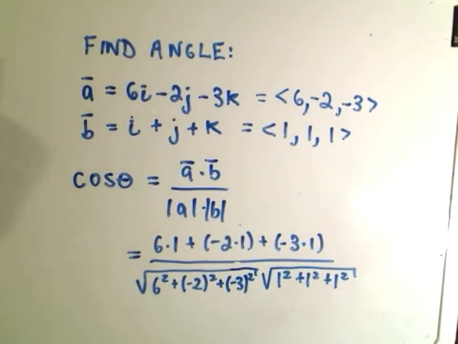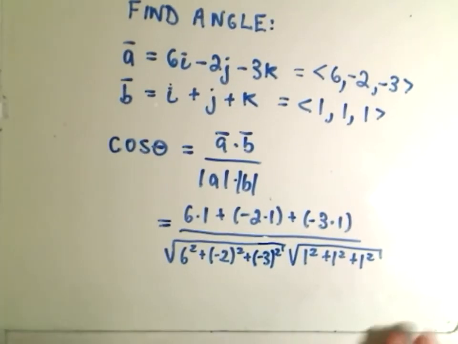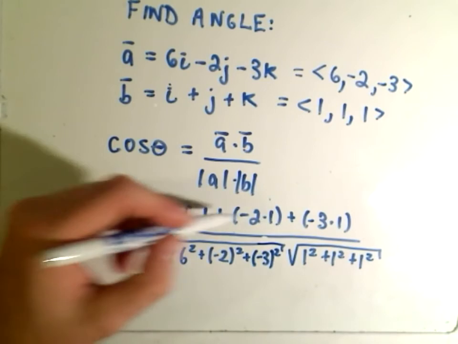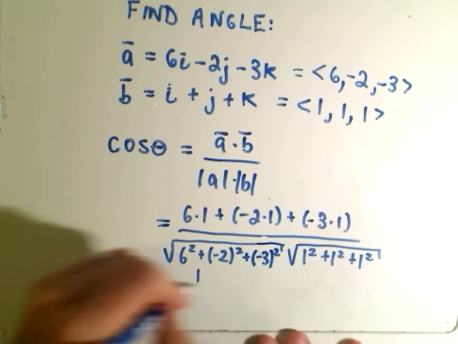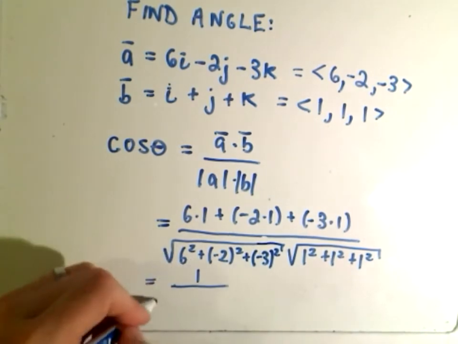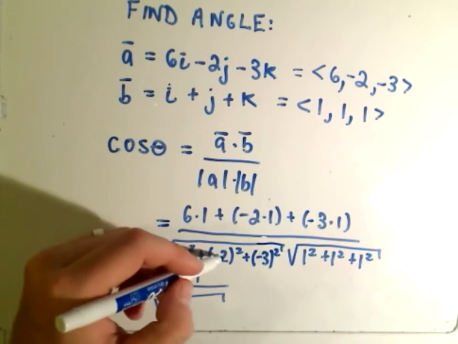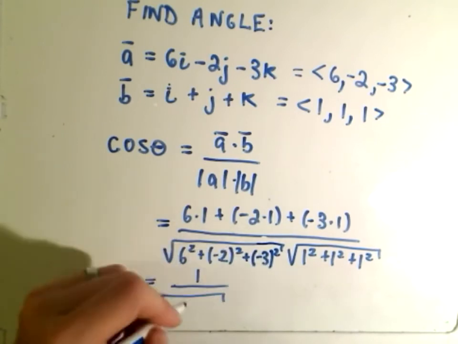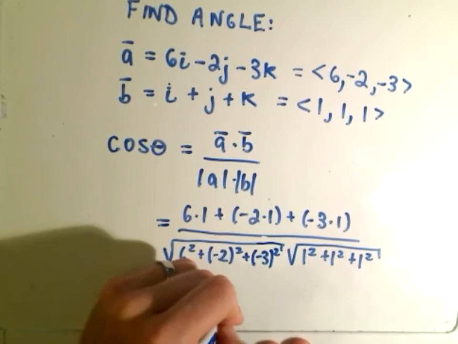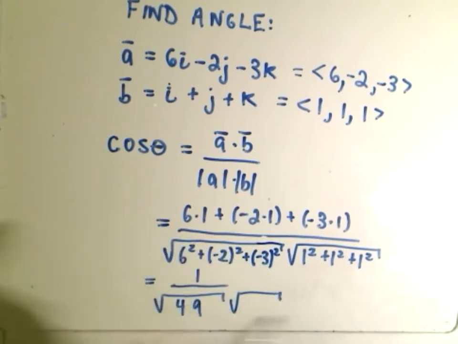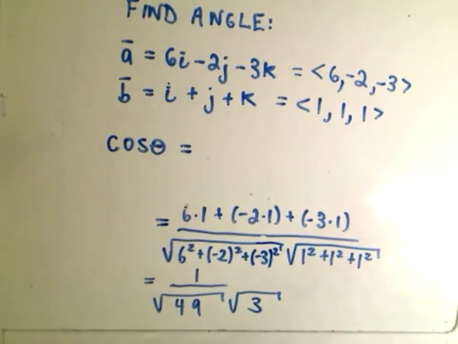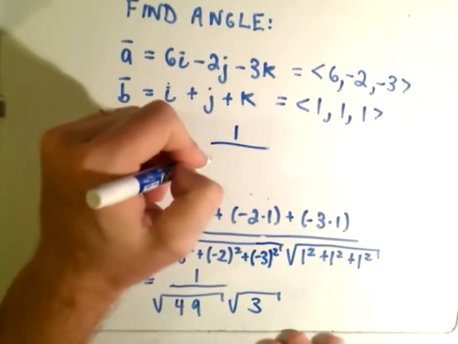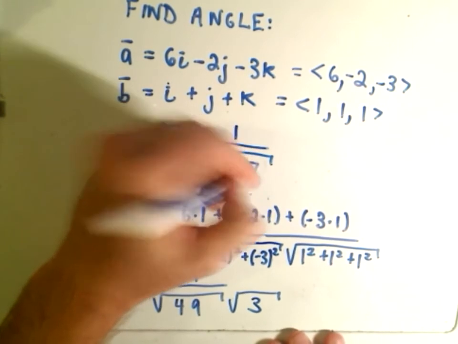So if we simplify this down a little bit, what do we get on top? It looks like we get 6 minus 2, which is 4. 4 minus 3 is going to be 1 on top. And then on the bottom, we get some fairly big numbers. 36 plus 4 is 40. 40 and 9 will be 49. And then the other, it looks like we get 1 plus 1 plus 1, or simply the square root of 3. So if we multiply these two together, we'll get 1 over the square root of 147.